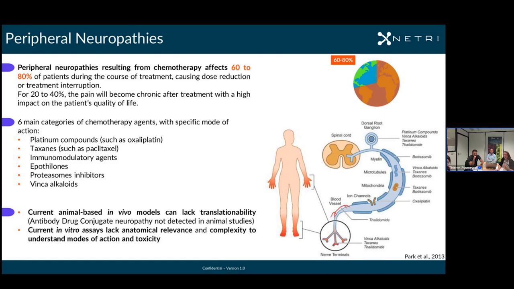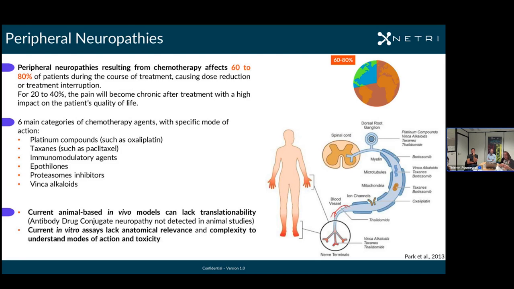Where are those compounds acting? Some of them, like paclitaxel, will act on microtubules, and the nerve terminal will be where you have the effect. Whereas, for example, oxaliplatin will act as a DNA binder. The mode of action will be more on the soma of the cells.